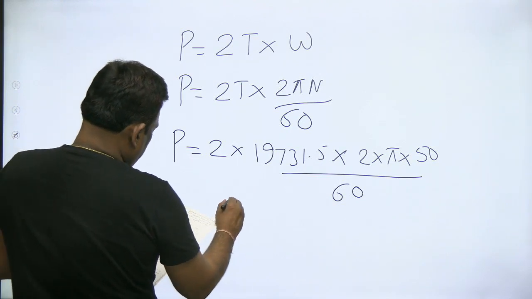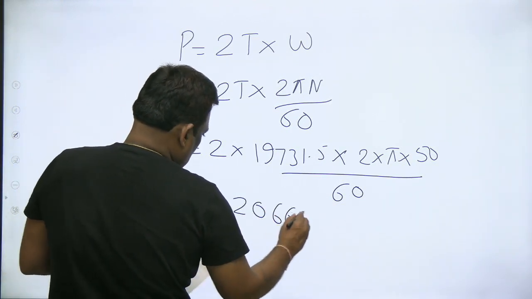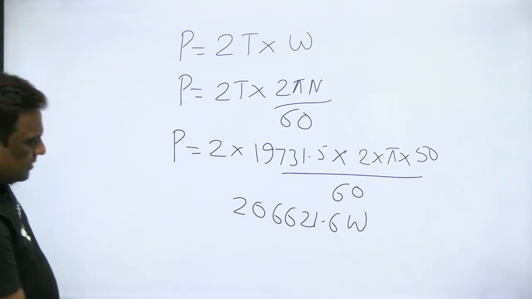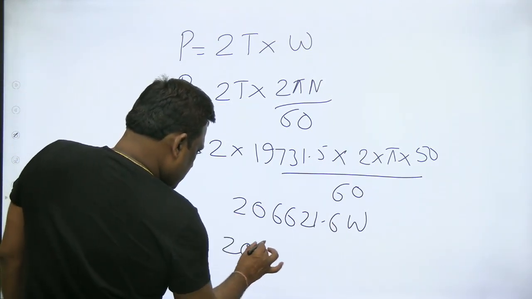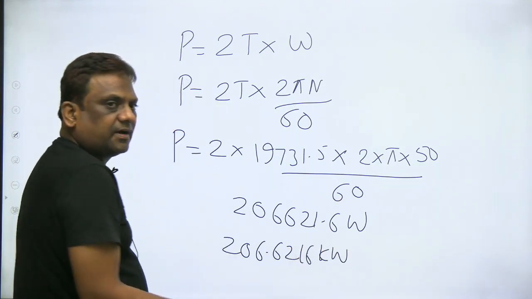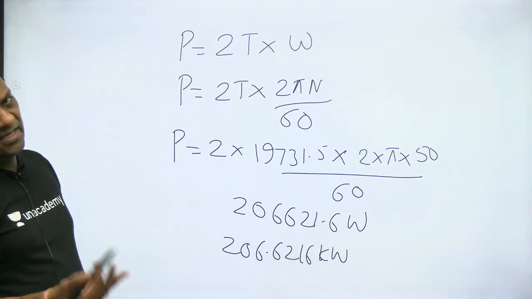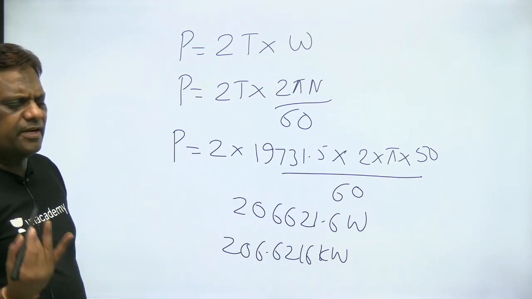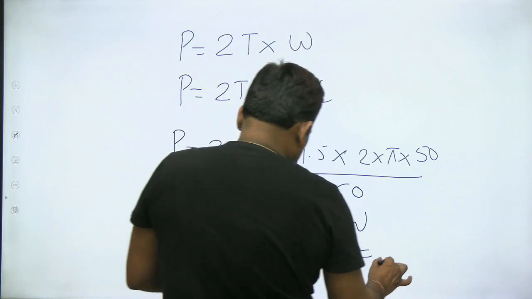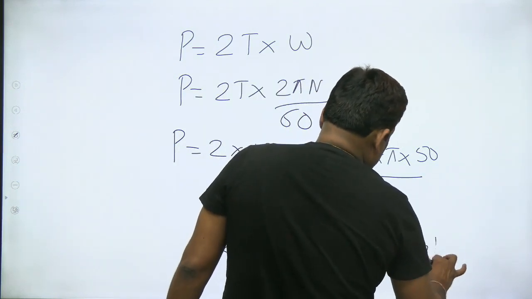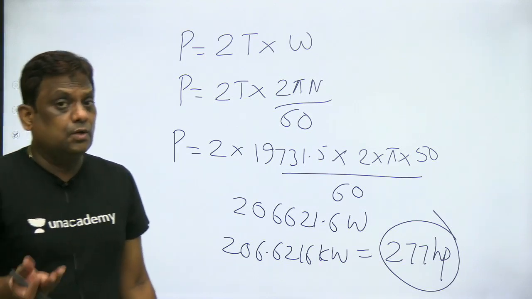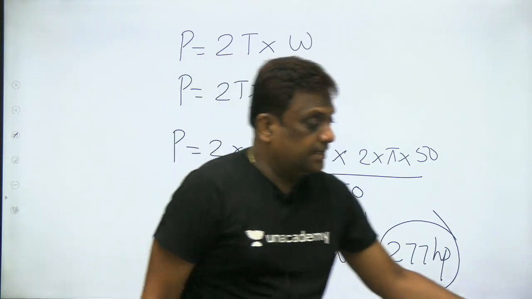So therefore, you will get this as 206621.6 watt, or this can be written as 206.6216 kilowatt. If you want to convert to horsepower, divide by 0.746 kilowatt. 1 horsepower is 0.746 kilowatt, and if I divide by 0.746, I think you get about 277 horsepower. Oh my God, such a big power is required because you have to achieve the reduction in thickness also.